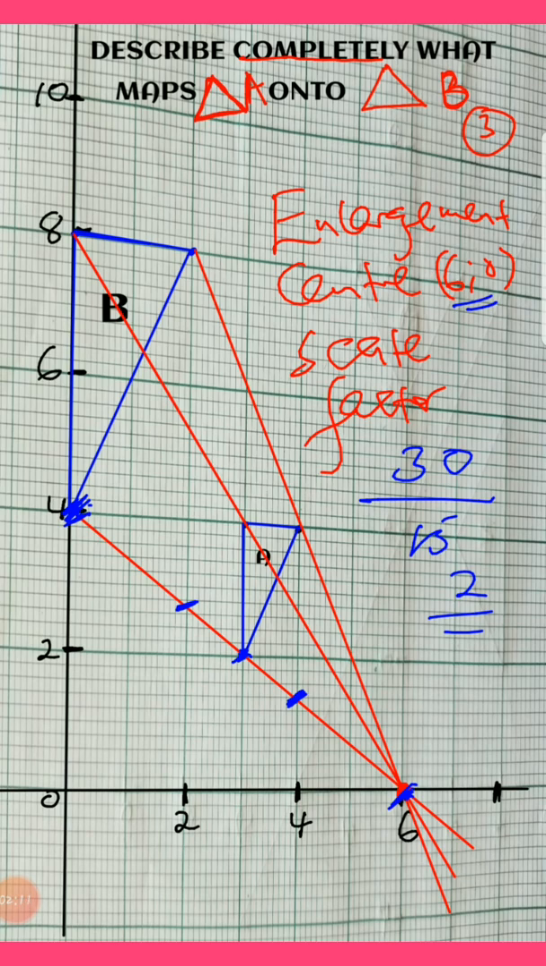Another way of finding the scale factor is just dividing the image distance over the object distance. Let us take this side. From this point to this point, there are almost 10, 20 squares, over from this point to this point, there are almost 10 squares. So 20 divided by 10 equals 2. That is also another way of finding the scale factor. So it's enlargement, center (6, 0), scale factor 2.